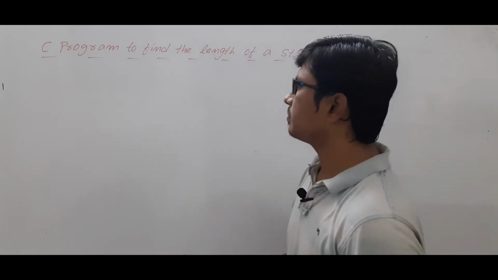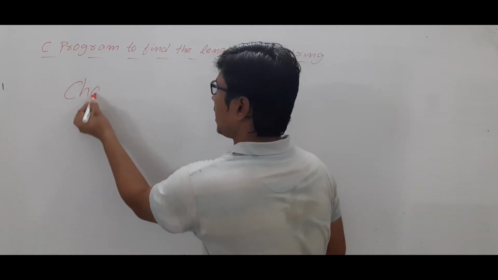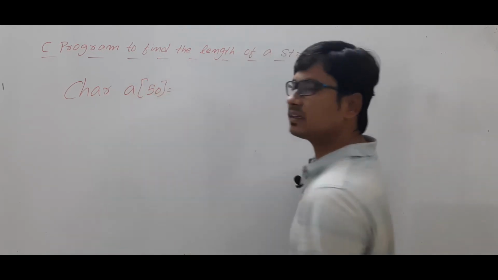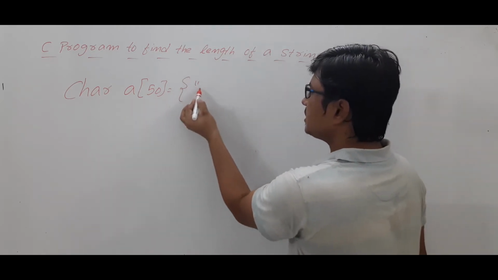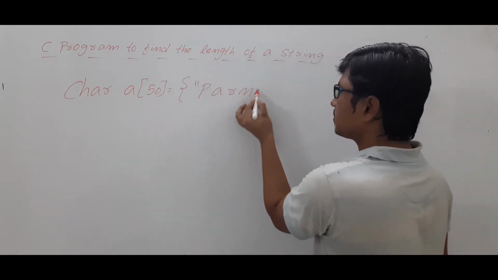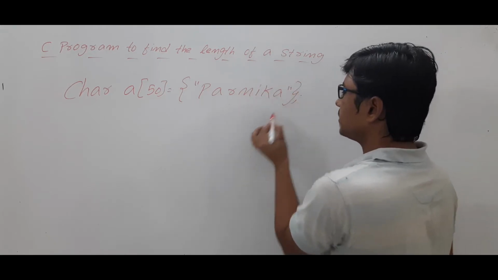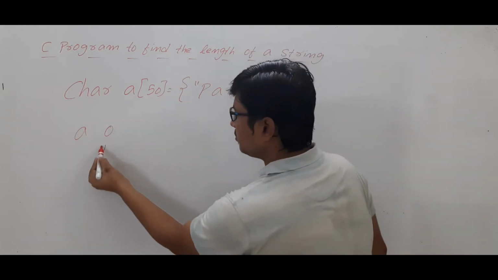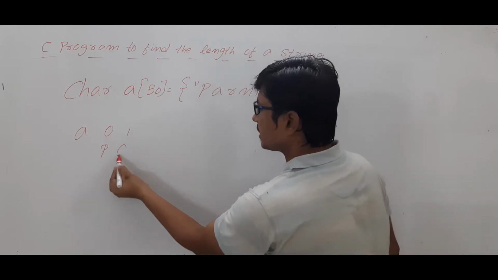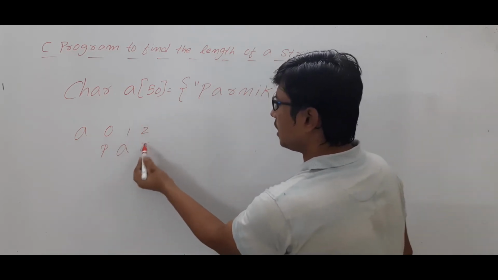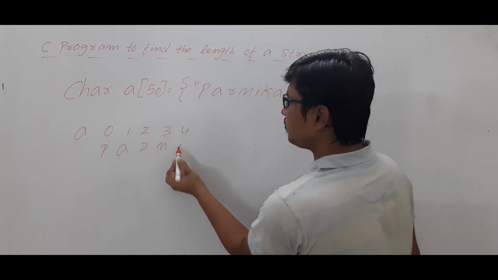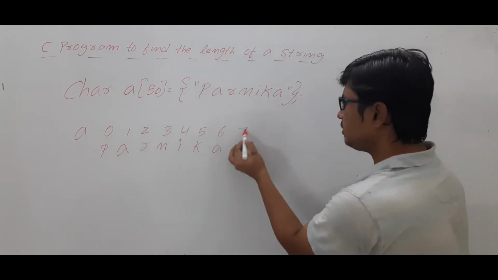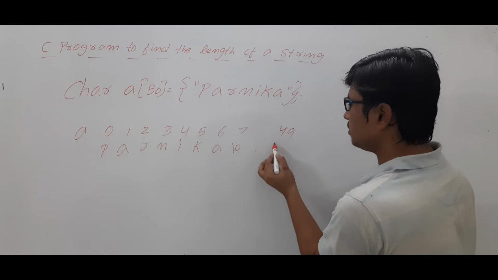Let me declare a character array A. So I am declaring a variable called A with size 50. It is a character array. Now let me initialize a string called Parnika to this array A. Then you know that in the array A, at index 0, the character P will be stored. At index 1, character A will be stored. At index 2 R, index 3 N, index 4 I, index 5 K, index 6 A. From index 7 to 49, the backslash zeros will be there.